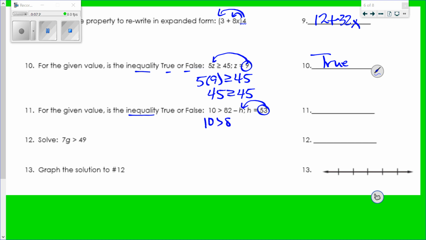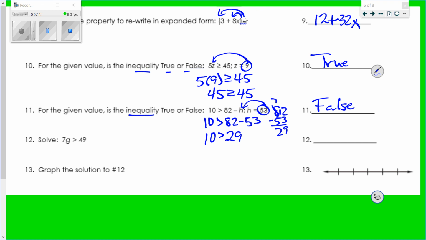Is 10 greater than 82 minus 53? So I have to do that math. 82 minus 53 gives me 29. Is 10 greater than 29? Nope. So that is false.